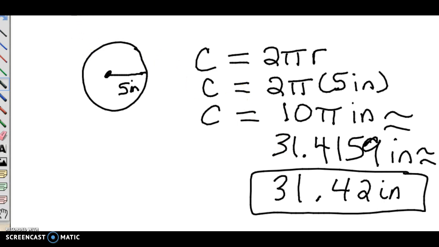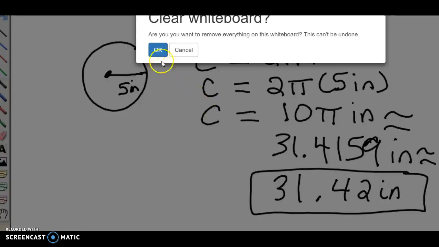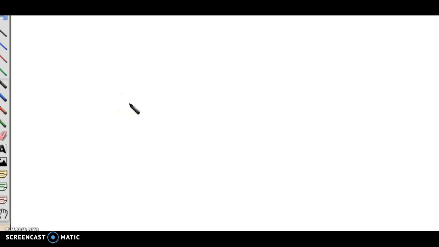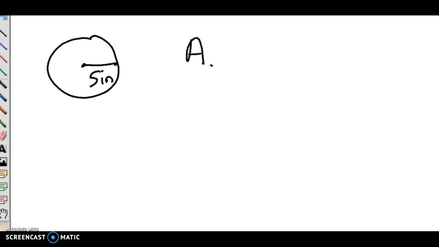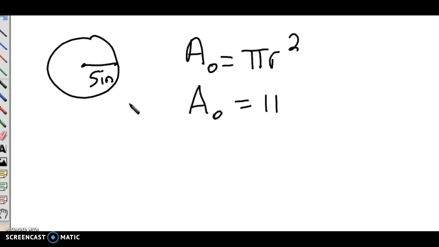Using this same example, let's find the area of the circle. Again, the circle has a radius of 5 inches, and the formula for the area of a circle is pi times radius squared. So the area of the circle will be expressed by pi times 5 inches squared.